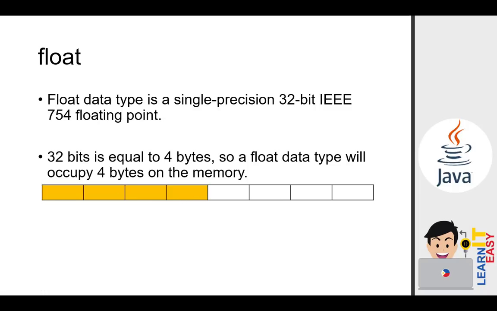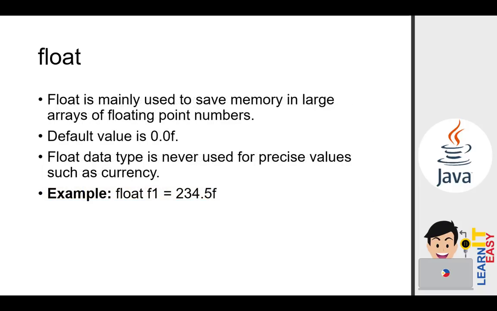Float data type can accept numbers with decimal places. So, ang float naman, unlike an integer, kaya niya mag-hold ng number na may decimal places. Float is mainly used to save memory in large arrays of floating point numbers. Ang default value niya is 0.0f. Float data type is never used for precise values such as currency.